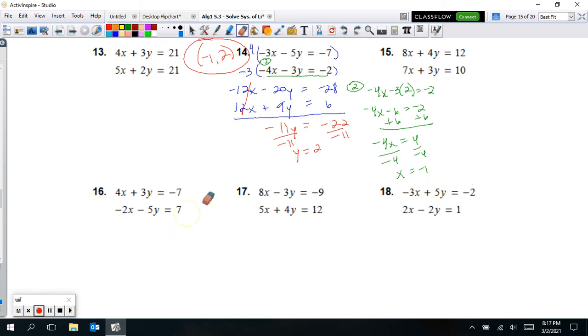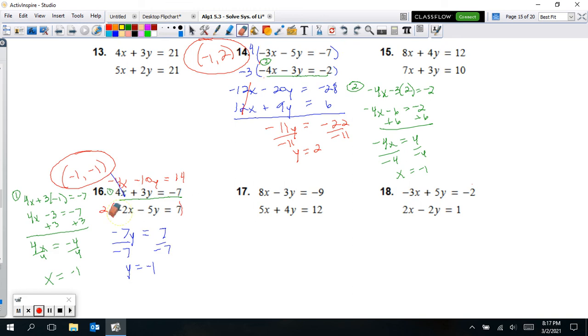For number 16, you just need to adjust this bottom equation only. So I just need to multiply the bottom equation by 2. I wrote up here, just above it, negative 4x minus 10y equals 14 when I multiply the bottom equation all by 2. And then when I cancel out the x's, I'm going to get negative 7y, and then 14 minus 7 is 7. So I got y equals negative 1. And I chose the first equation, the top equation, to go back into, plugged y in for that, and got x is also equal to negative 1, so they're both negative 1. Negative 1 comma negative 1.